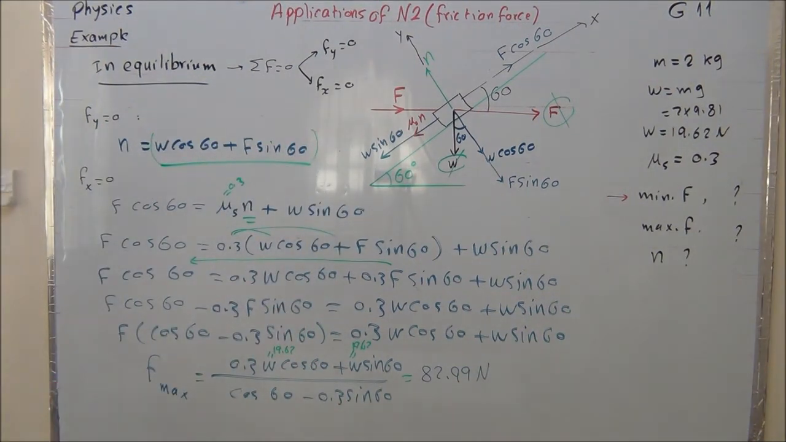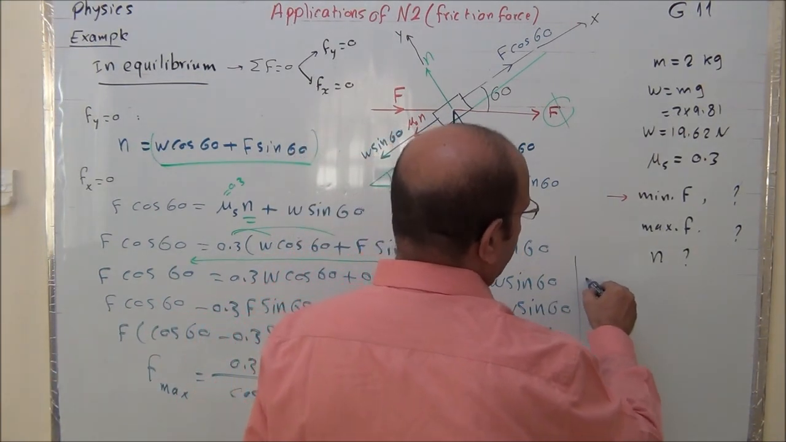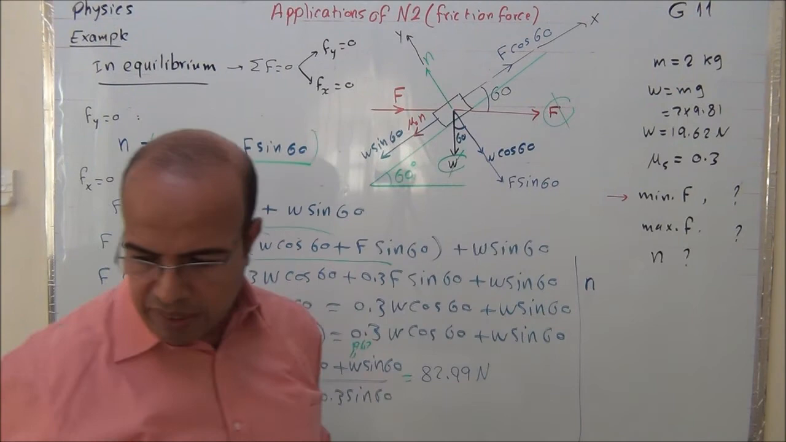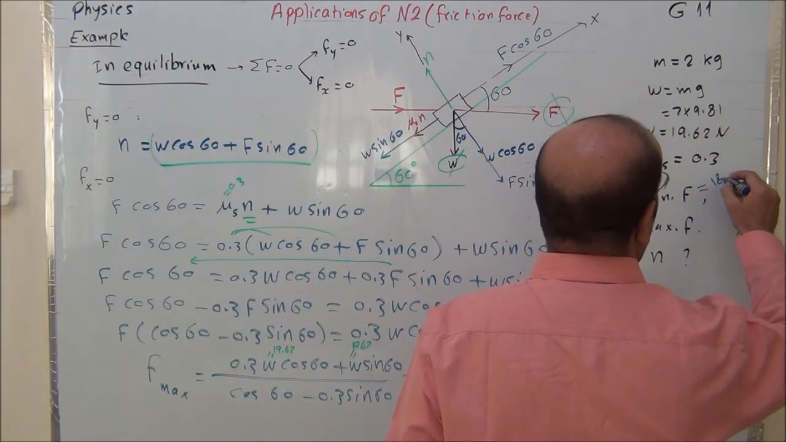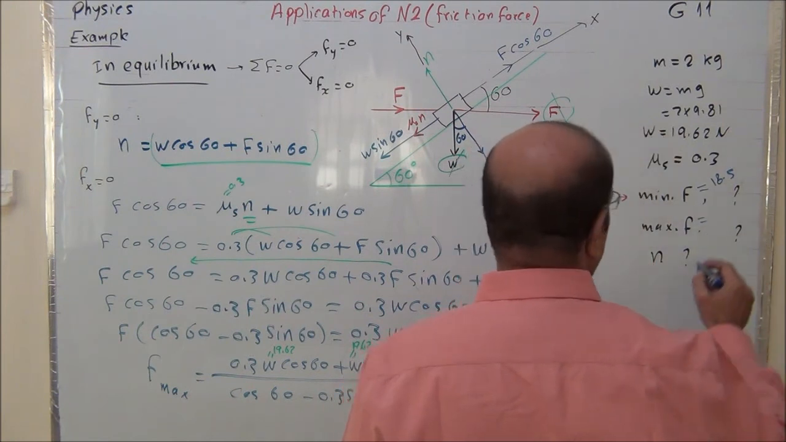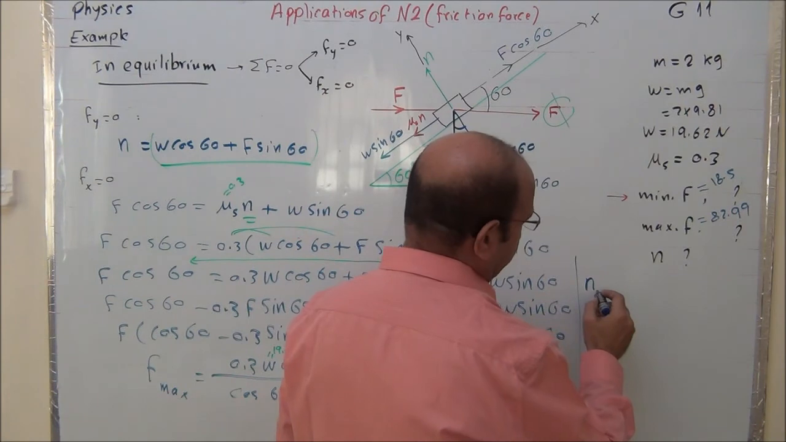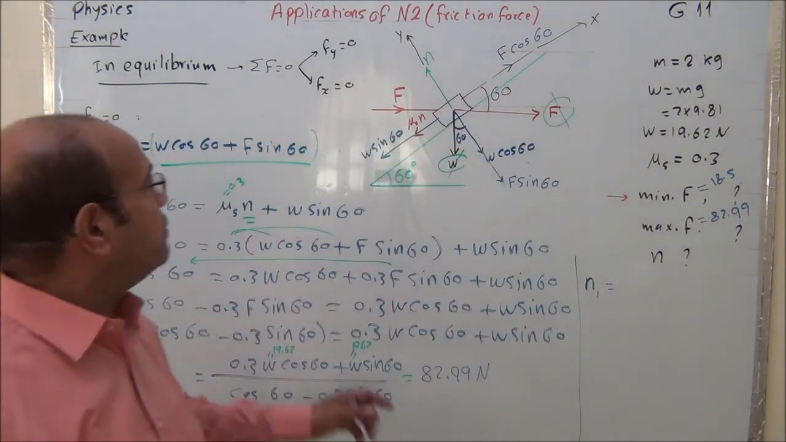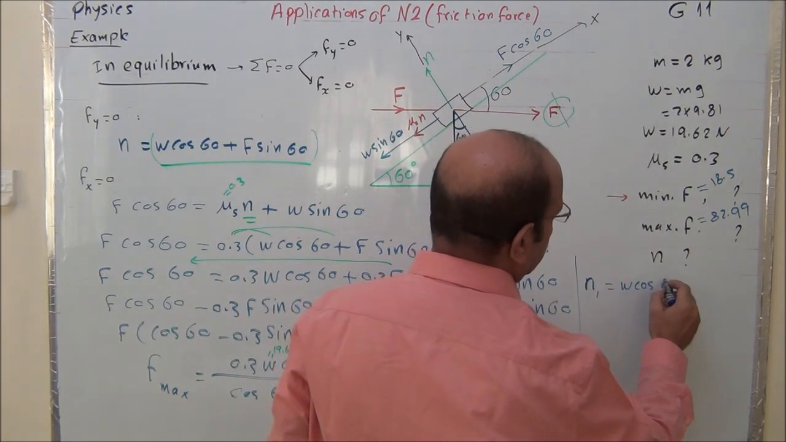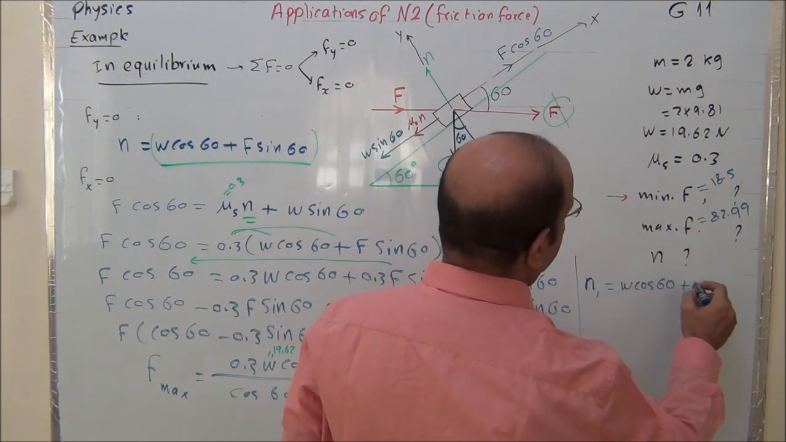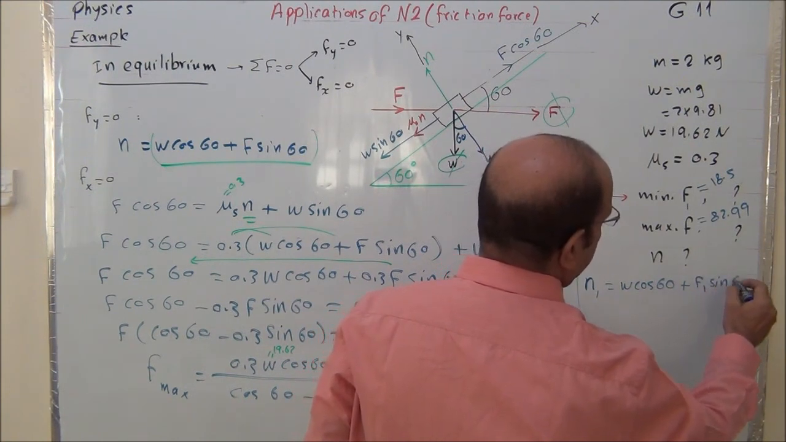The last part, we need to calculate N, the normal contact force. In the first case, F was 18.5. In the second case, it was 82.99. We need to calculate N in the first case. In the first case, N equals W cosine 60 plus F1 sine 60.